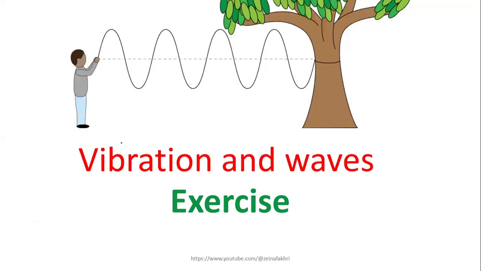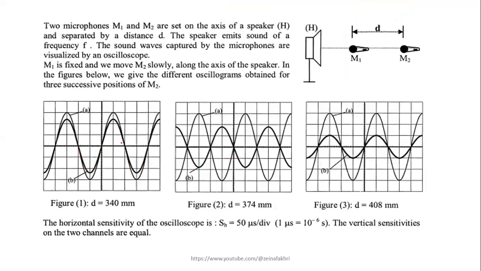So in vibration and waves, we will do another exercise. This exercise is from the guide and the back. We have two microphones, M1 and M2, set on the axis of a speaker H and separated by a distance T. The speaker emits sound of a frequency F. The sound waves captured by the microphones are visualized by an oscilloscope.